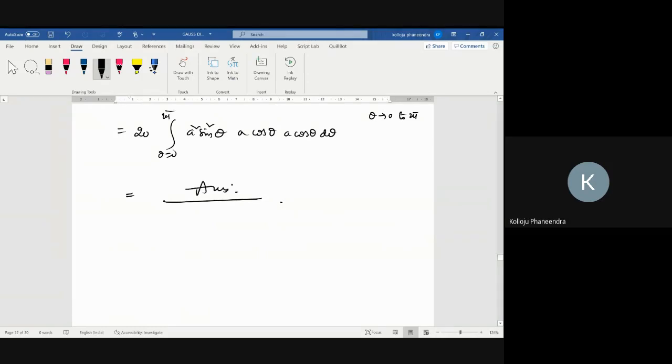This is the Gauss Divergence Theorem topic. And one more small topic is there, quickly. What is that? Irrotational fields.